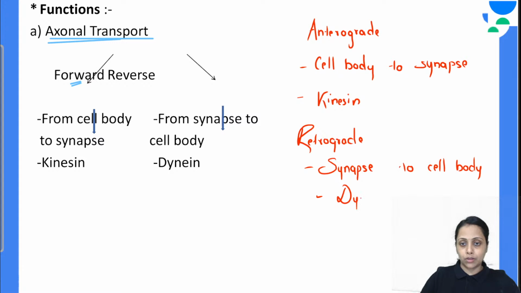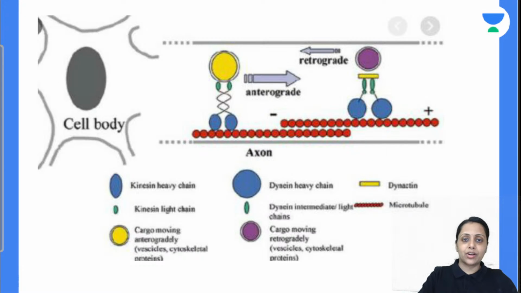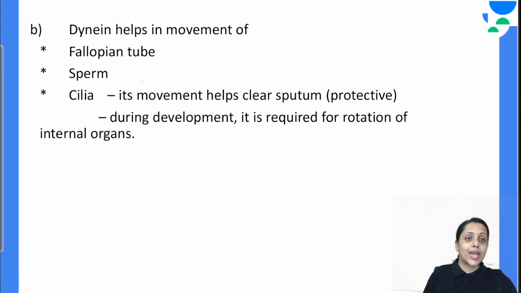So the first role of this microtubule is this axonal transport. Next, this is the diagram. Anterograde transport requires this kinesin. Retrograde transport requires this dynein. Moving further, dynein also helps certain organs like the fallopian tube, sperm, and the cilia.